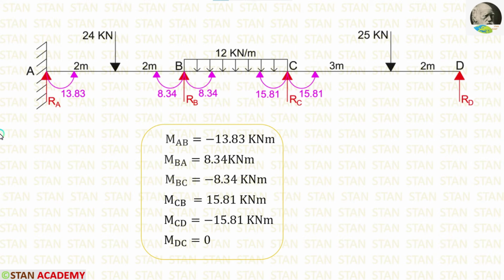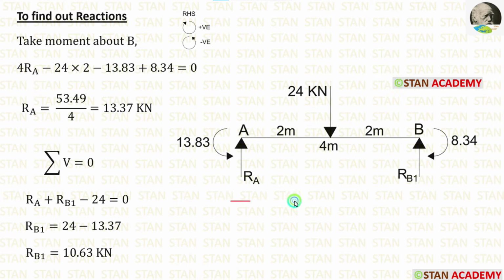Now let us calculate the vertical reactions. First, I am going to take the span AB and calculate the vertical reactions. In the span AB, there are two movements, MAB which is acting in the anticlockwise direction and MBA which is acting in the clockwise direction. In this span, first I am going to calculate RA. For that I am going to take moment about B.